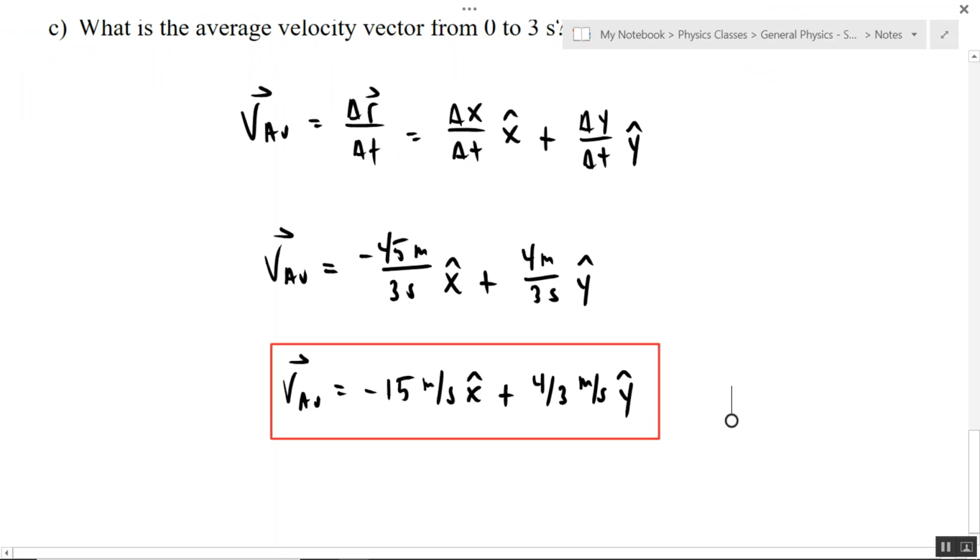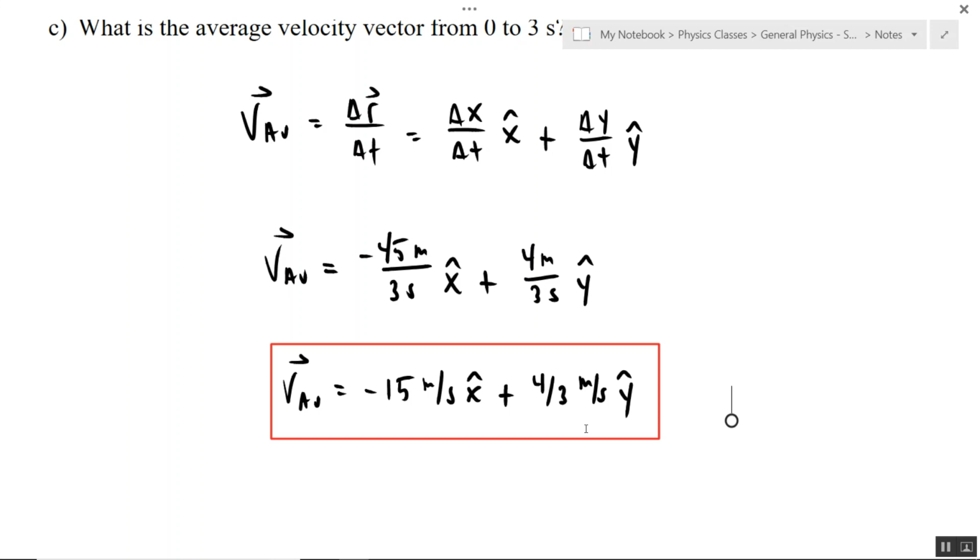All right, so does that make sense? That's the average velocity vector. What that tells you is on average, you were going in the negative x direction at 15 meters per second, and you were going in the y direction at positive 4/3 meters per second, to get from point A to point B. So the bigger your average velocity is, the more displacement you cover in the same amount of time. You're going faster, essentially.